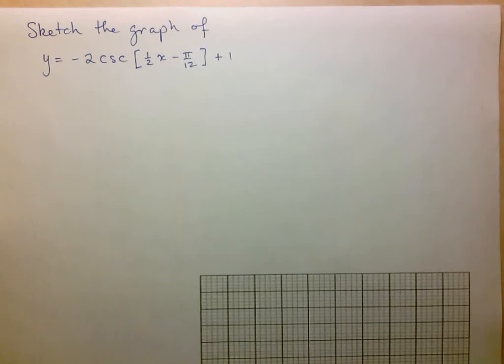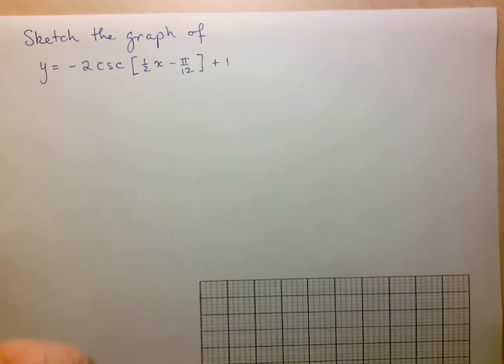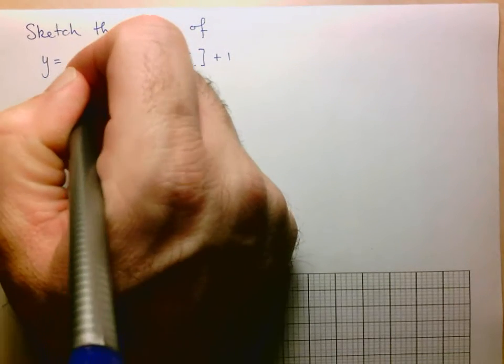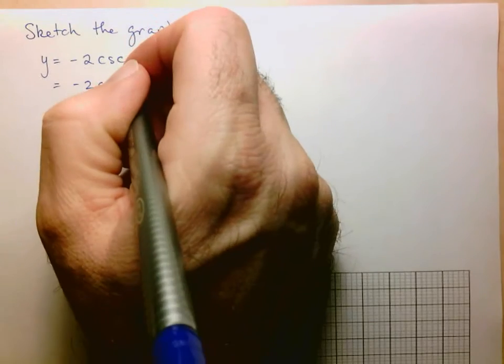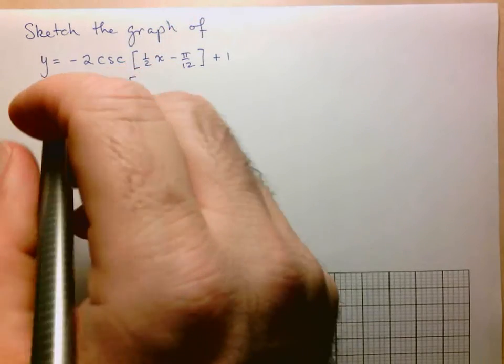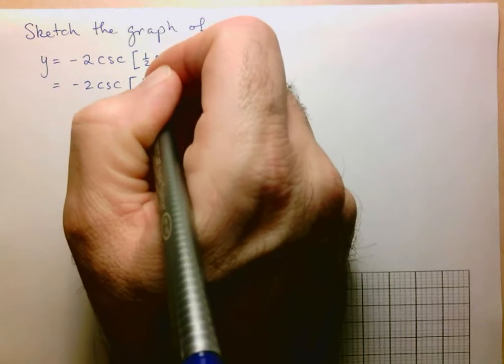Hi folks, we're going to take a look at an example of graphing a non-sinusoidal trigonometric function. This is the function we're going to graph. It's a cosecant function. Before I even start talking about any of the trigonometry here, my first step is just going to be to factor this input so I can interpret the transformations correctly. So I'll factor out the 1/2.